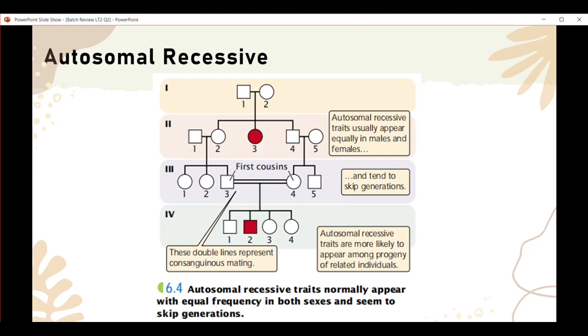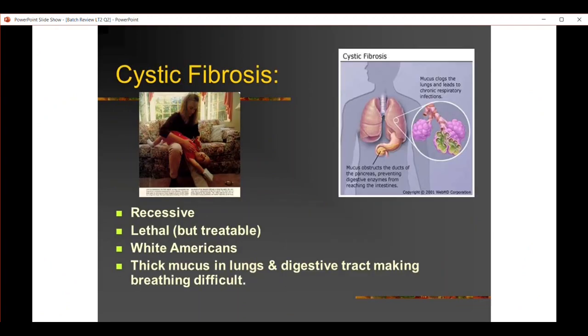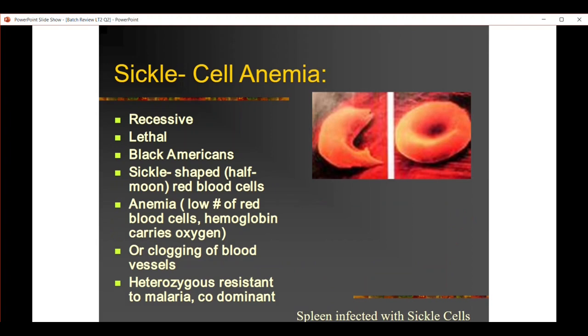There's another one that you will notice: the male is affected while the parents are unaffected. This will truly show that it is indeed recessive. Okay, those are some of the important characteristics for this mode of inheritance. Examples are Tay-Sachs disease, cystic fibrosis, and sickle cell anemia.